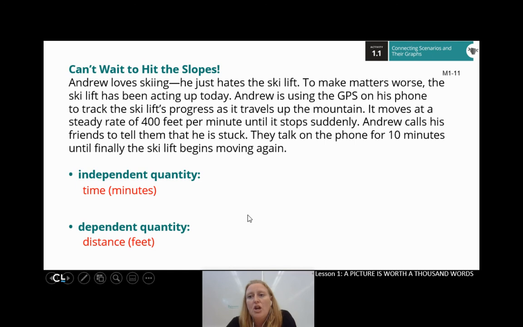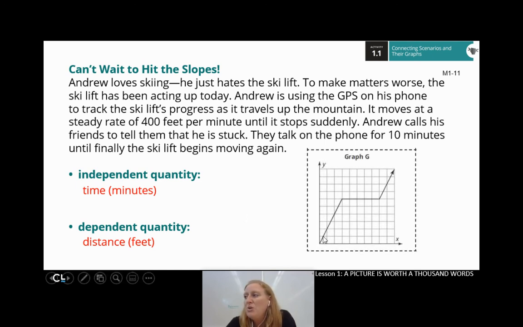This darn thing. So what's the graph that matches it? Well, it's graph G. We were moving up the mountain and then we weren't until we started moving up the mountain again. So graph G is a perfect little guy for this scenario. And of course, my x-axis is my time in minutes. My y-axis is my distance in feet.